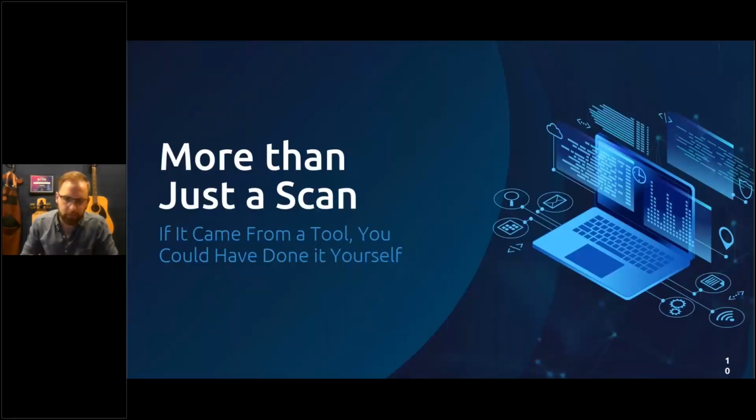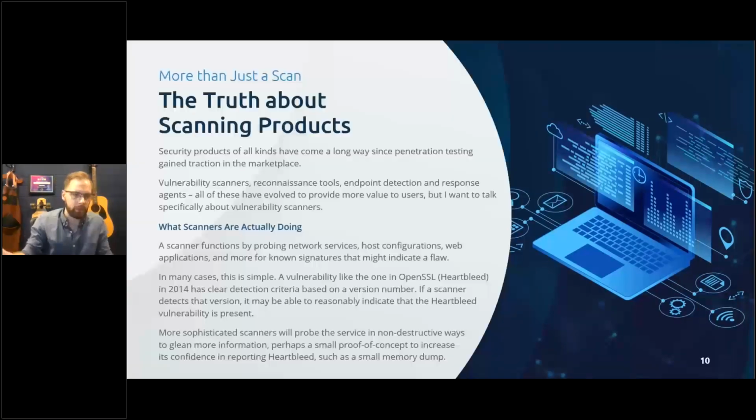So scanning, subtitle, is one of my favorite things to say, which is that if it came from a tool, you could have done it yourself. So what do I mean by that? So there are a lot of vulnerability scanning products out there. I won't name any. I almost named a few. That might get me in trouble. But there are plenty out there.